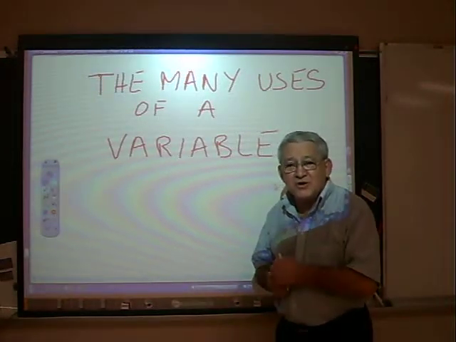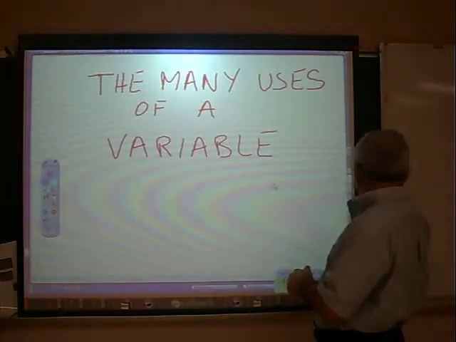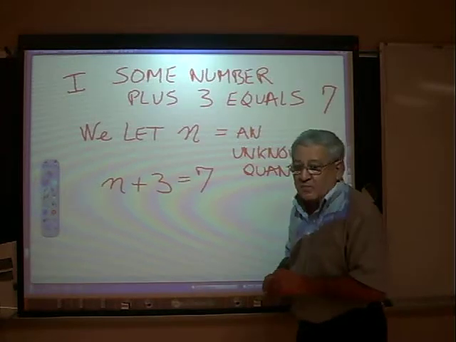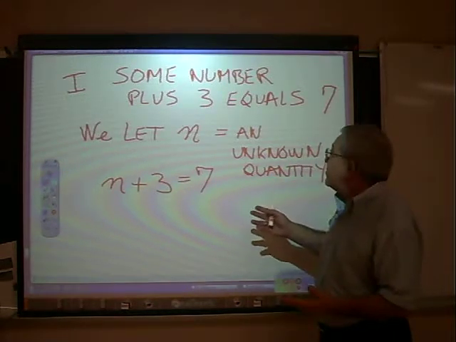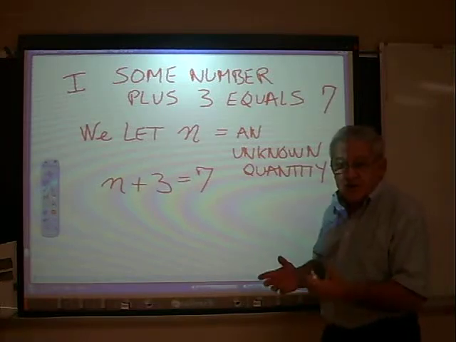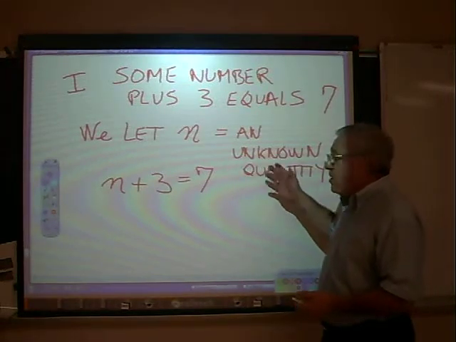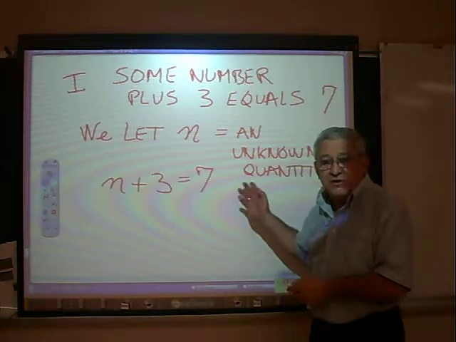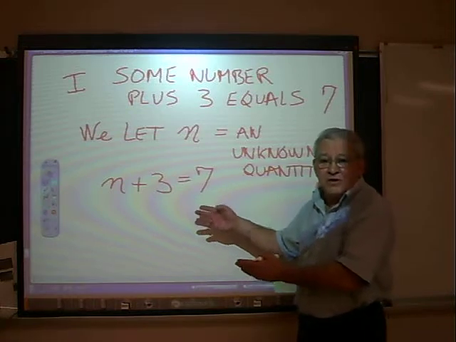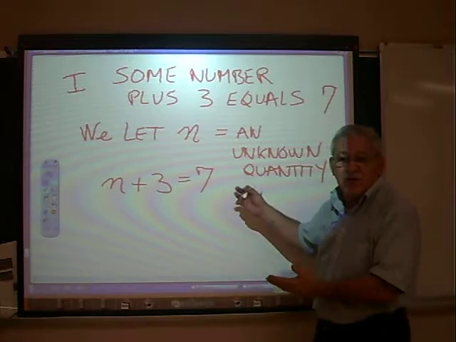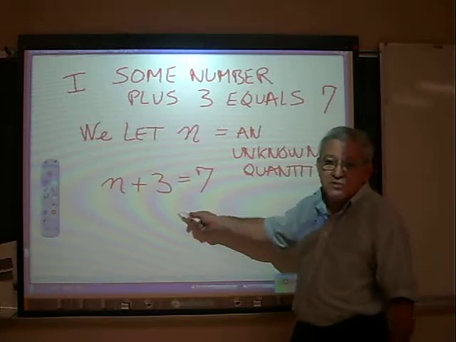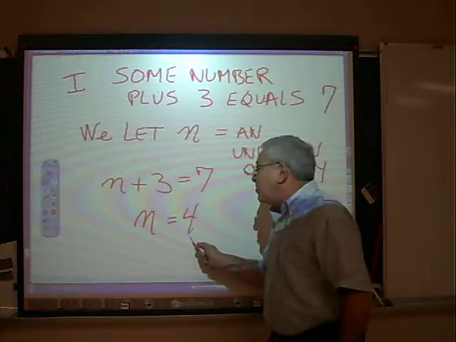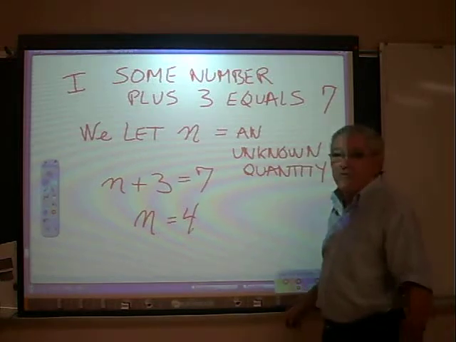We're going to show you the many uses of a variable. First of all, we could have some number plus 3 equals 7. In this case, we're going to let n be an unknown quantity. So we could have n plus 3 is 7. So we don't exactly know what n is until we solve that equation. So n stands for an unknown quantity. Here, if we subtract 3 from both sides of that equation, we'll find that n is equal to 4. So there's one use of a variable.